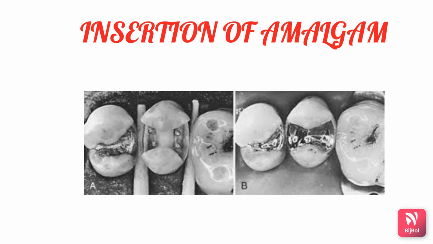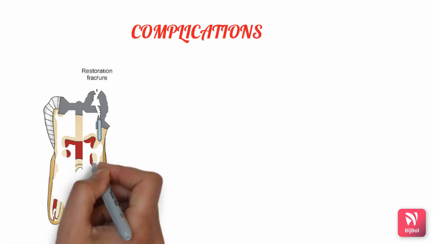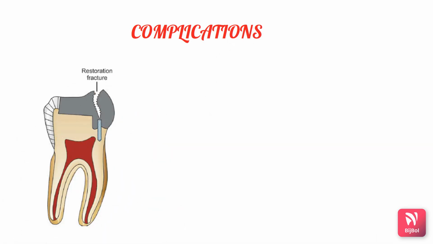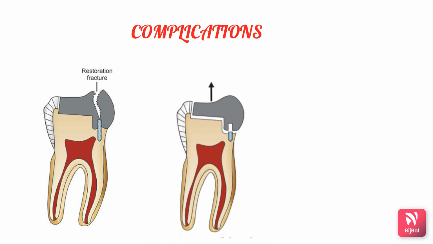Now we'll see the complications of pin retained restorations. The failure of pin retained restorations occurs at different locations. It may be within the restoration, that is, restoration fracture. That is mainly because of improper matricing or premature matrix removal. Another reason could be a high point in the restoration. Next is failure at the pin and restoration interface. This is caused by corrosion products at the interface.